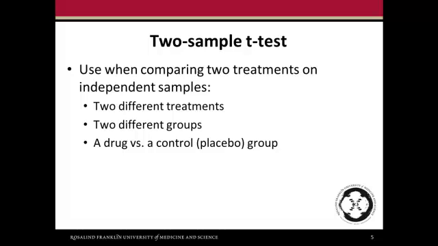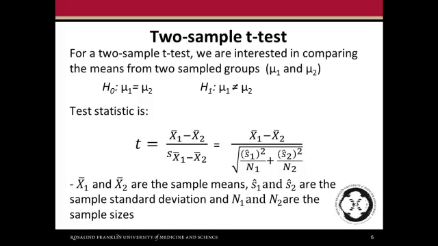So if we have two different treatments, like we have here, or we have two different groups that we want to compare. Often when we think of treatments, we might think of using a drug versus a control group that's only receiving a placebo, or maybe if we have two different groups, we have groups in the Midwest and groups in California, for instance. And when we're doing a two-sample t-test, we are interested in comparing the mean responses from these two sampled groups. So the population mean of population 1 and the population mean from population 2. And our null hypothesis is that these means are equal, and our alternative hypothesis is that they are not equal.